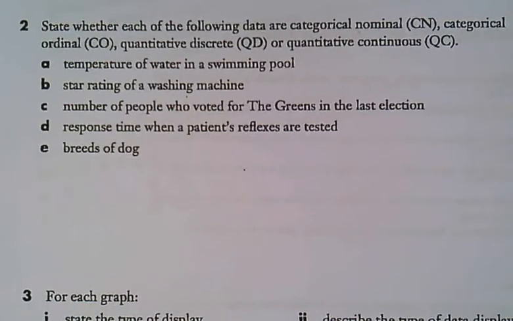Have a go at this. It's still revision of prelim. State whether the following data is categorical nominal, categorical ordinal, quantitative discrete, so whole numbers, or quantitative continuous, something that you measure. Look at the first one: temperature of water in a swimming pool. The answer would be a number, but do you read it on a continuous scale? Temperature. You don't count it.